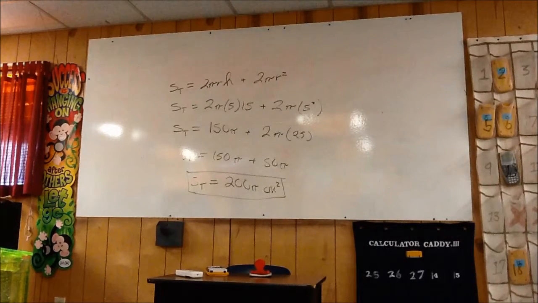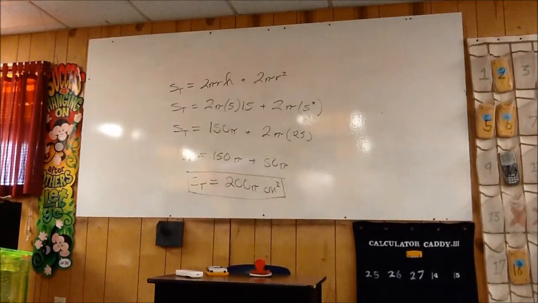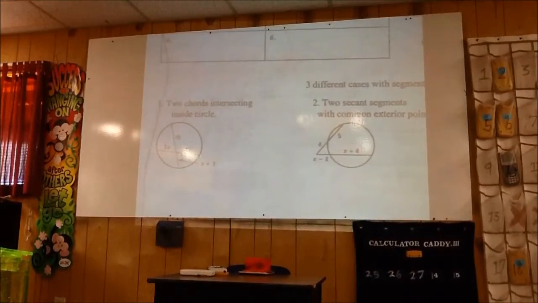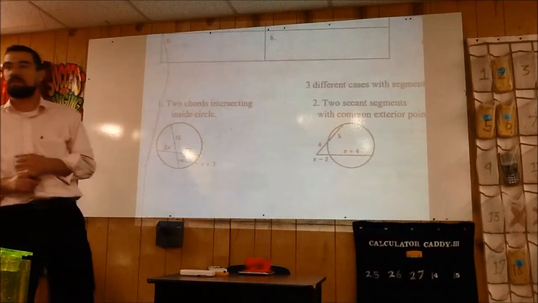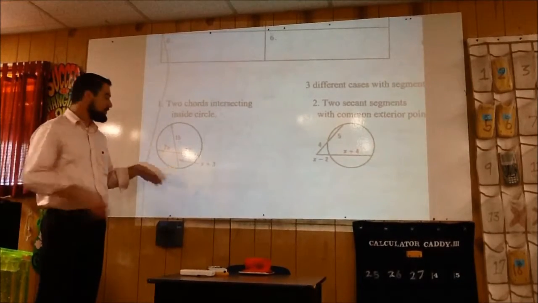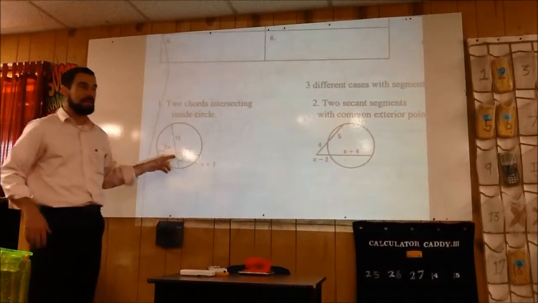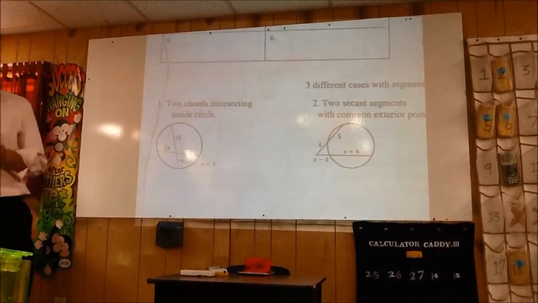Sorry, the workbook pages were 189 all the way to 204, and we've been dealing with those circle notes for a good long while. We are discussing three scenarios, three different scenarios in the back of your notes. One involves two chords intersecting inside the circle.